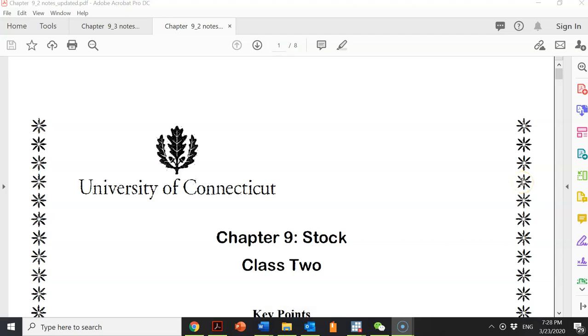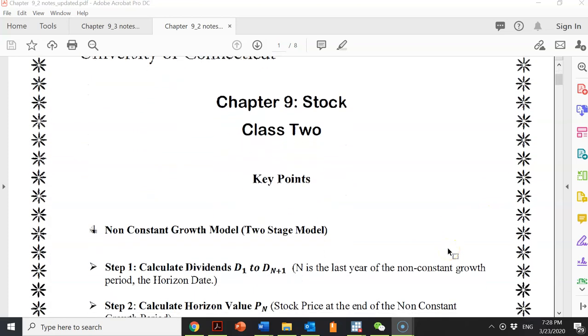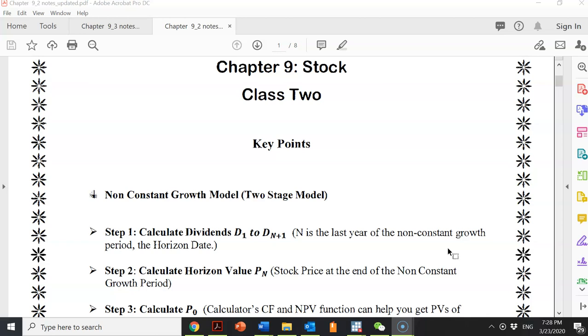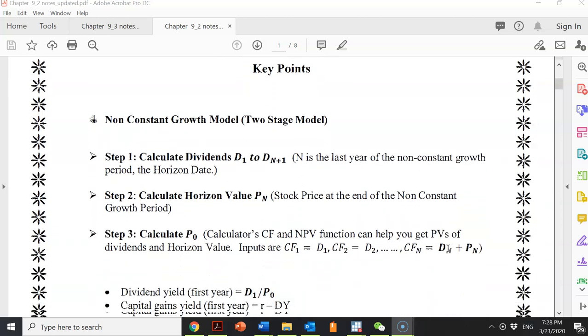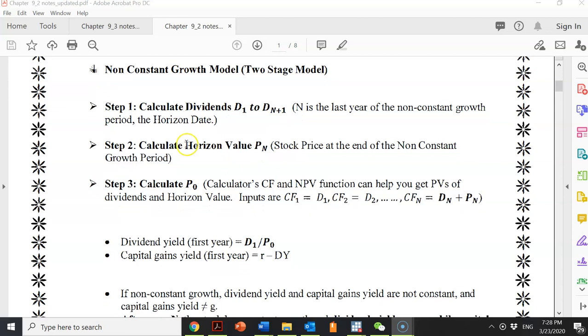Hi class, so in chapter 9 class 2 we're gonna continue talking about discount dividend model. However, we're gonna expand to non-constant growth model, which is also called two-stage model. In this case, the dividends are not growing at G forever anymore. Instead, we have two stages. In class 1, we had the case where we only have one stage, and the G is constant forever.